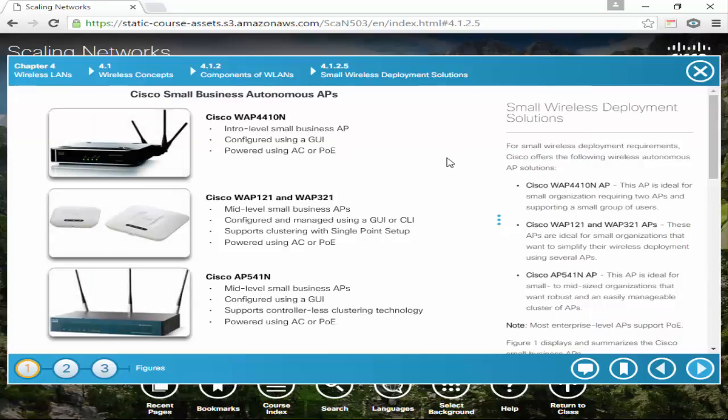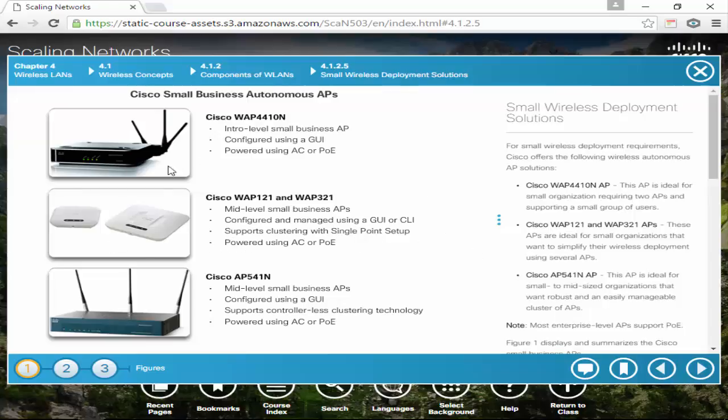Anyways, small wireless deployment. Some Cisco products that are ideal for you. Okay, so intro level looks a lot like your home device. Uses a GUI. Apparently, you can power it through PoE, like a real access point, or through normal power. Then we get a little fancier, mid-level business APs. You can actually do them GUI or CLI. Supports clustering with a single point setup. Powered using AC or PoE.